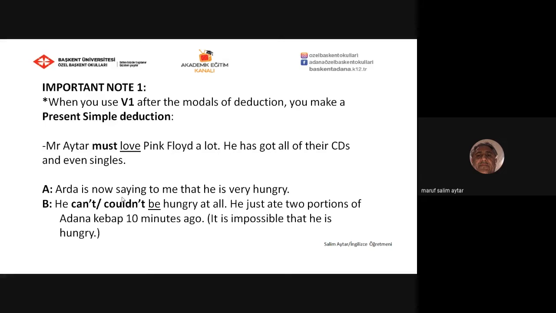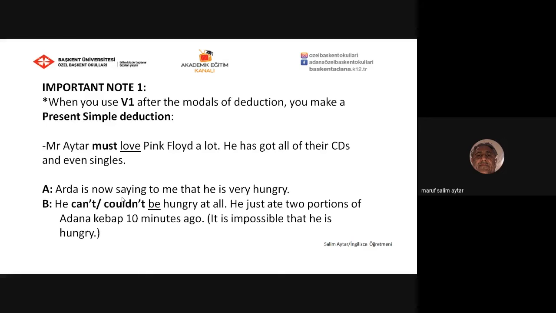Let me repeat the first note for you. When you use verb 1 after the models of deduction, you make a present simple deduction, like in the example I gave before. Mr. Aitar must love Pink Floyd a lot. See, after the modal must, we have the verb 1 form. So this tells us that it is a present simple deduction.